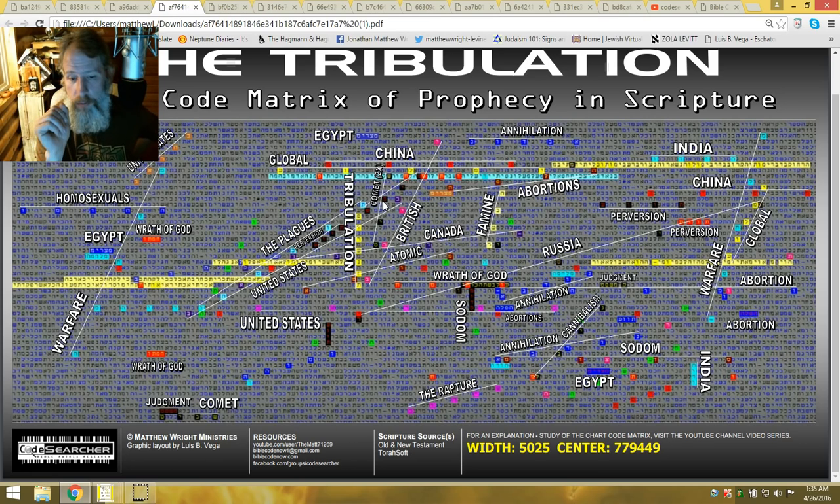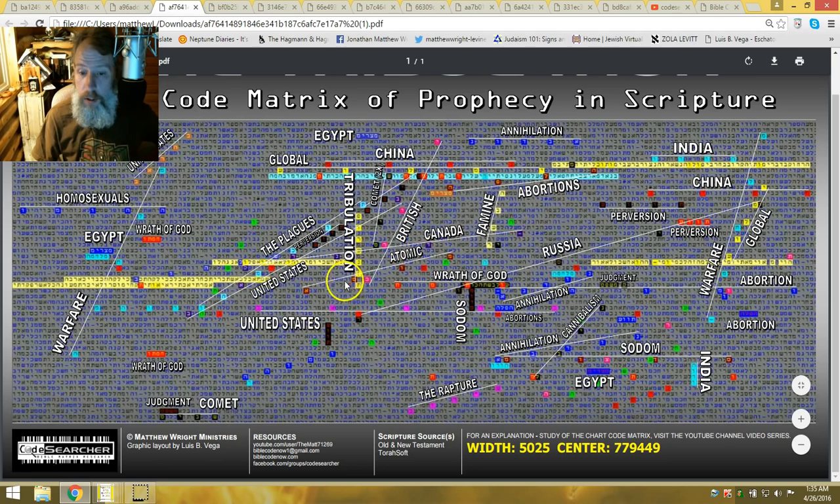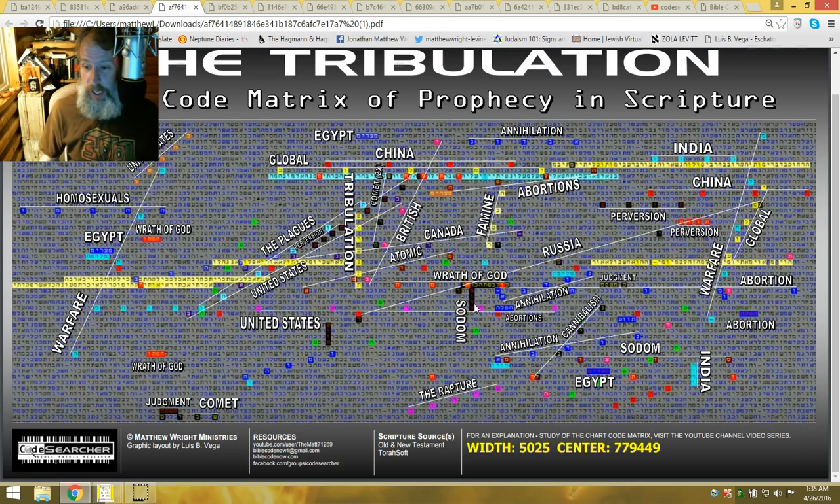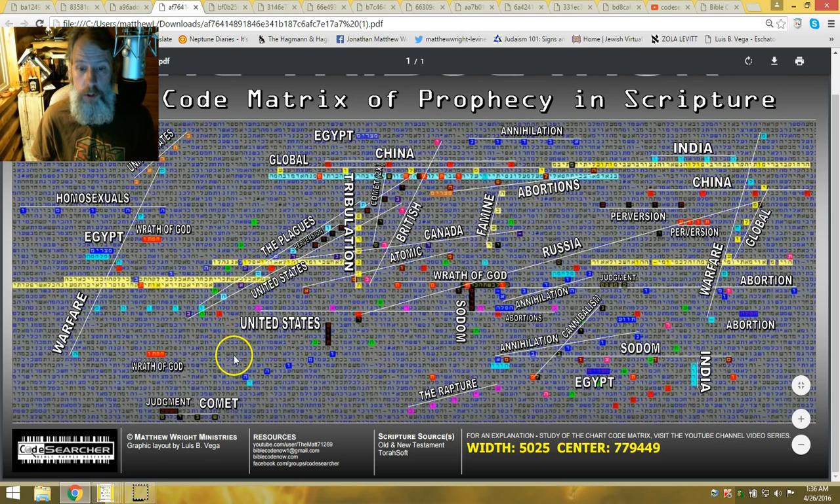The tribulation. The United States is in here. Atomic war, by the way. The wrath of Yahuwah and Sodom coming together at a 90 degree angle, right close to abortions and annihilation. You got Russia in here, judgment. Abortion is all over it. So that is a main, as I've said before, grievance of this wrath of Yahuwah that's coming.